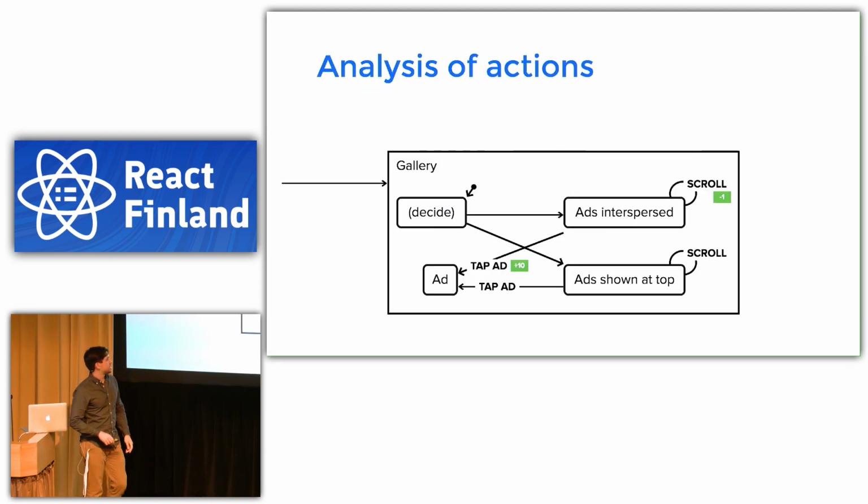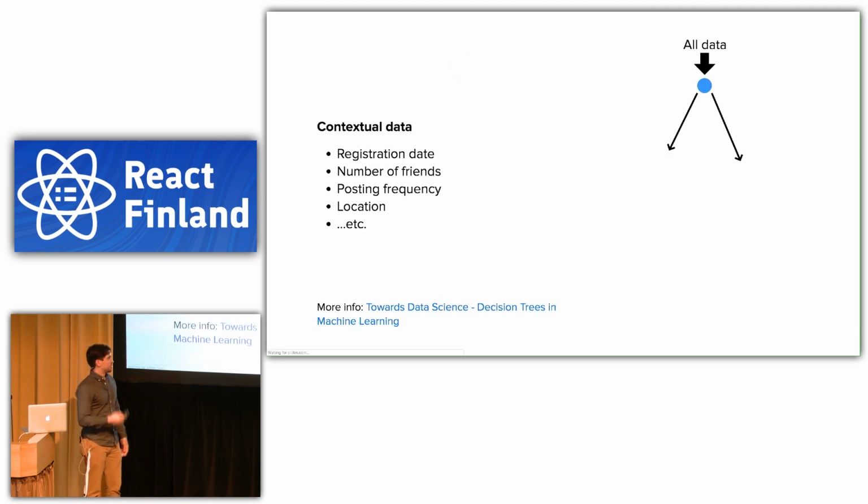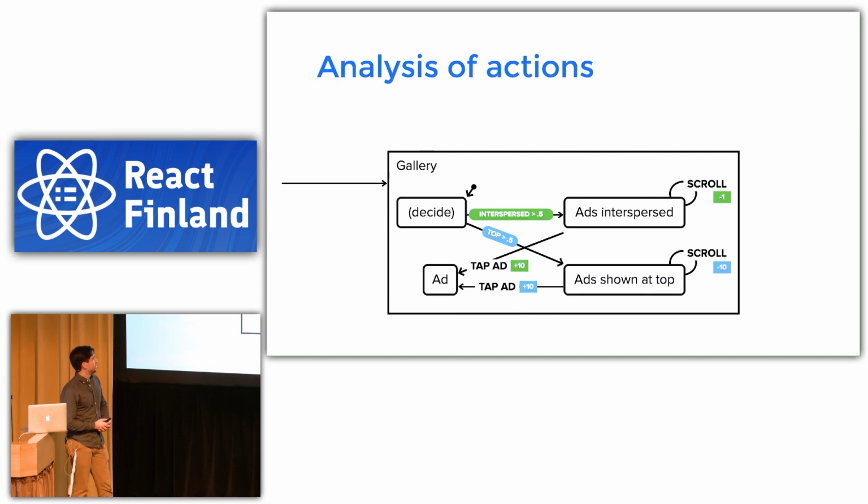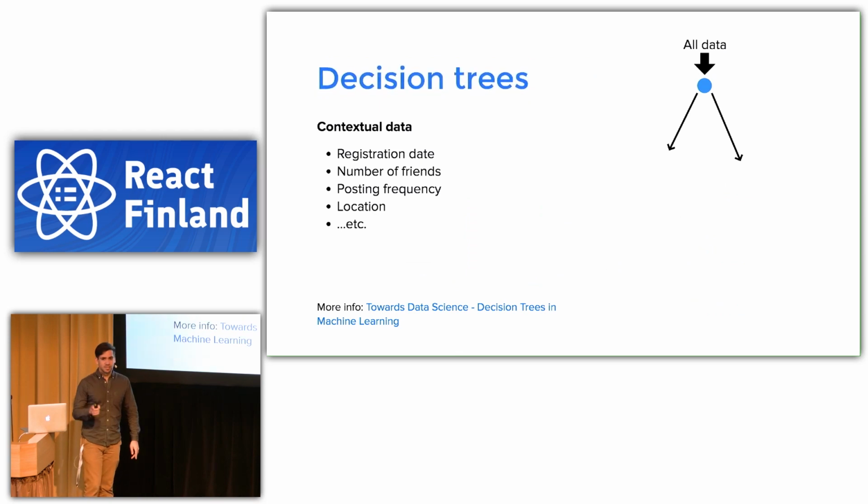We could also analyze actions as well. For example, trying to decide when ads are supposed to be displayed, we could score those actions, and depending on certain factors, we could see whether ads should be interspersed or on top. Sorry, I'll show you that over there. And so, we could measure these based on what's known as decision trees. And so these decision trees are just data from the user where we determine things based on that data.